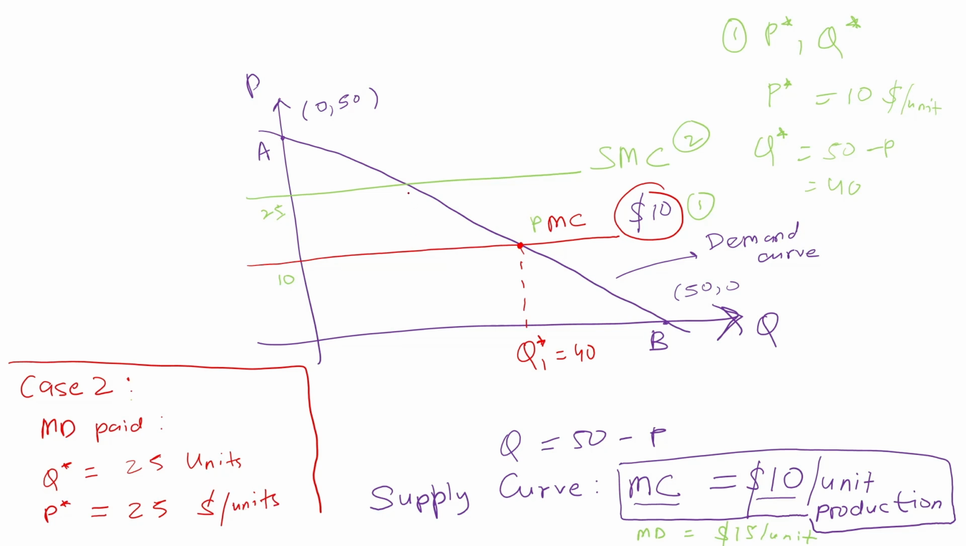So when you have to pay for the marginal damage, you will reduce the quantity from 40 towards 25. This is my Q2 star and this is my price, that is 25. Is it clear? Yes, ma'am. Anyone have any question? Please try to ask. Then I'll move towards the next part.